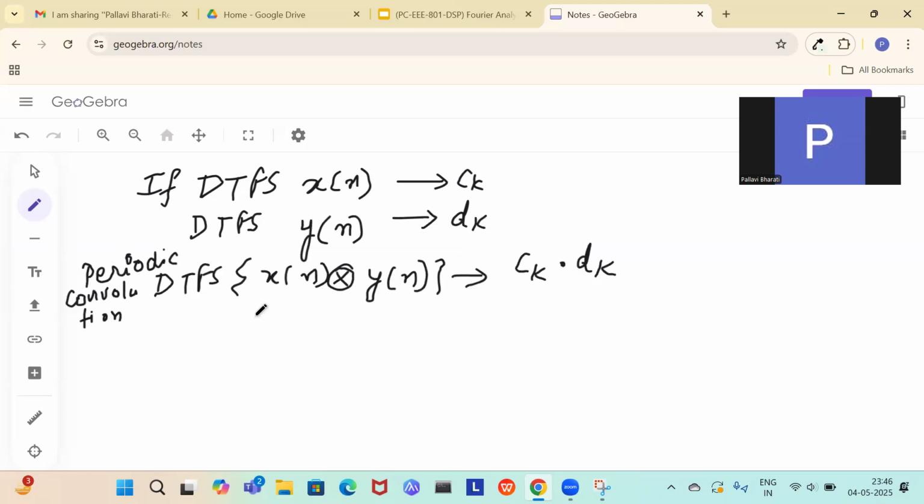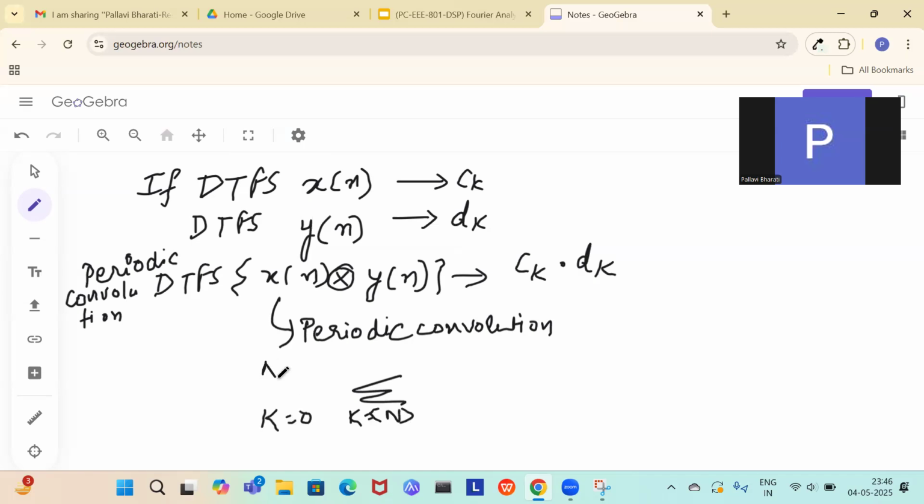How do we write the periodic convolution? Periodic convolution happens here because these two signals are periodic only. So the sum goes from 0 to N minus 1, and we represent the shifting by r, so x[r] y[n minus r]. This is going to become N into c_k into d_k. Small change over here, N into c_k into d_k.